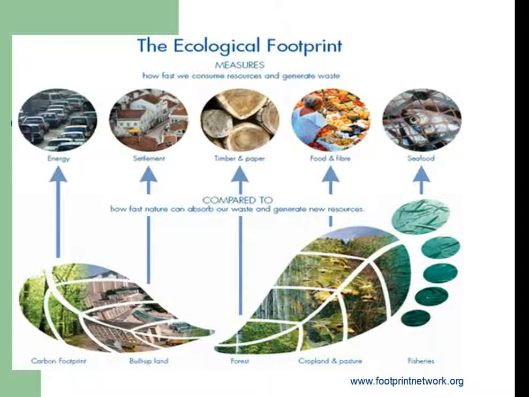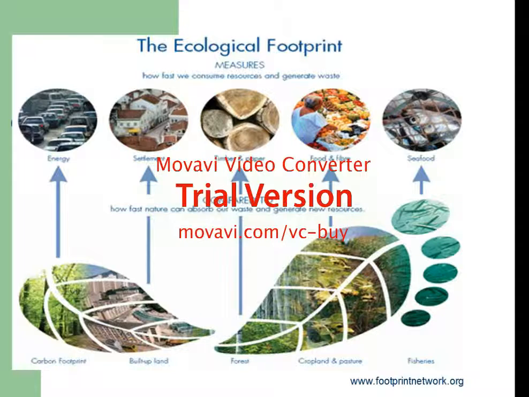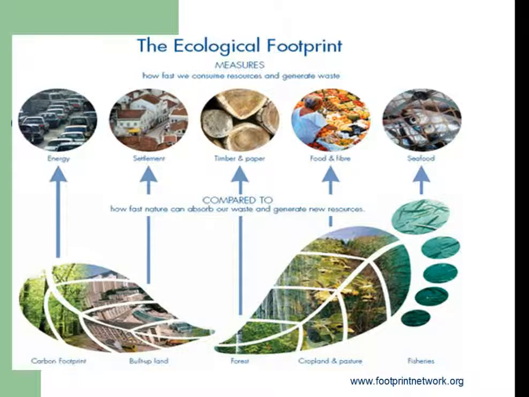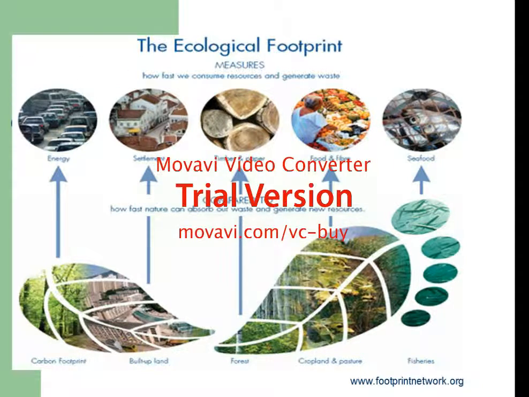The ecological footprint measures how fast we consume resources and generate waste compared to how fast nature can absorb our waste and generate new resources. The footprint represents two sides of the balance sheet. On the asset side, biocapacity represents the planet's biological productive land areas, including our forests, pastures, cropland, and fisheries. These areas, especially if left unharvested, can also absorb much of the waste we generate, especially our carbon emission.